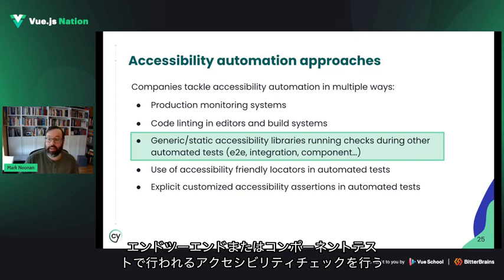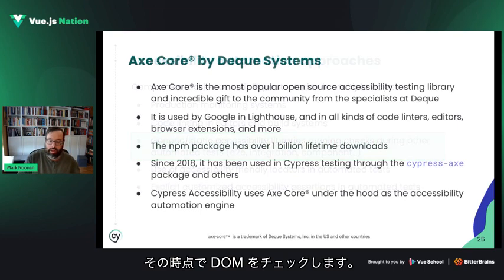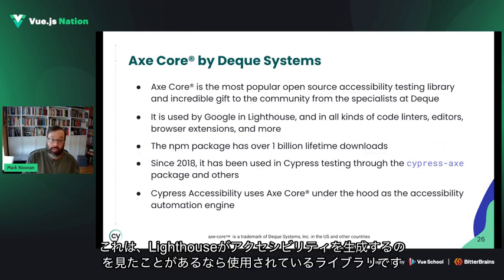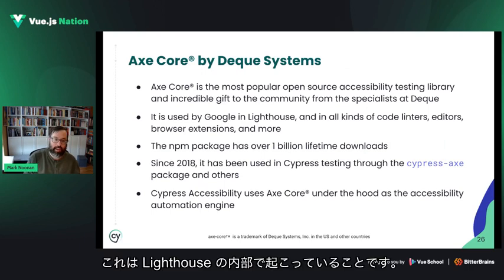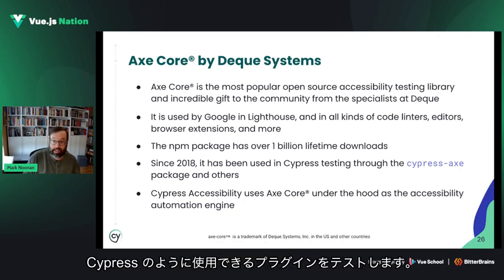checks that are just taking place in an end-to-end or a component test that will check the DOM at that moment in time. So here we had Axe Core by Deque Systems. This is the library that's used. If you've ever seen Lighthouse produce an accessibility score, this is under the hood what's happening in Lighthouse. We use it at Cypress in our kind of paid products, and it's also in a bunch of accessibility testing plugins that you can use, like Cypress Axe.